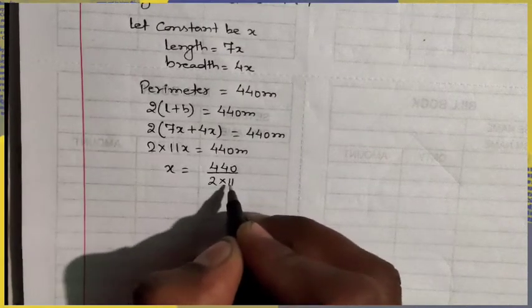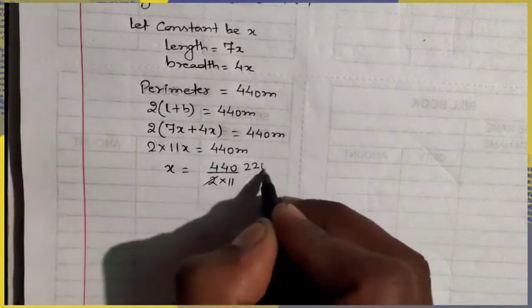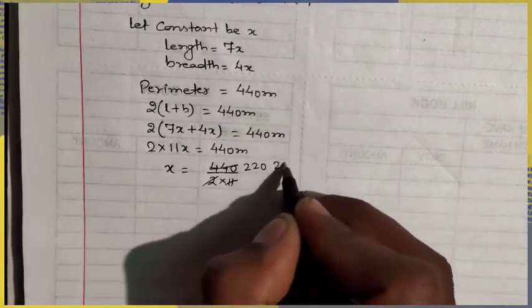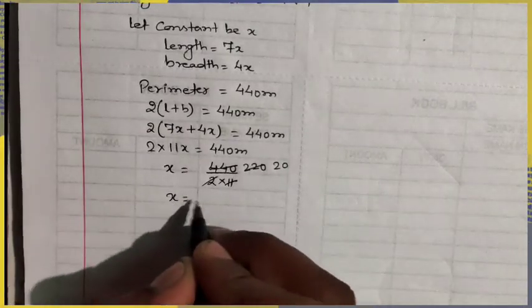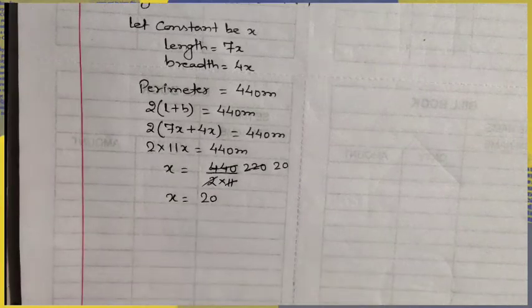440 divided by 2 into 11, that is 22. The value of that constant which we have taken is 20.